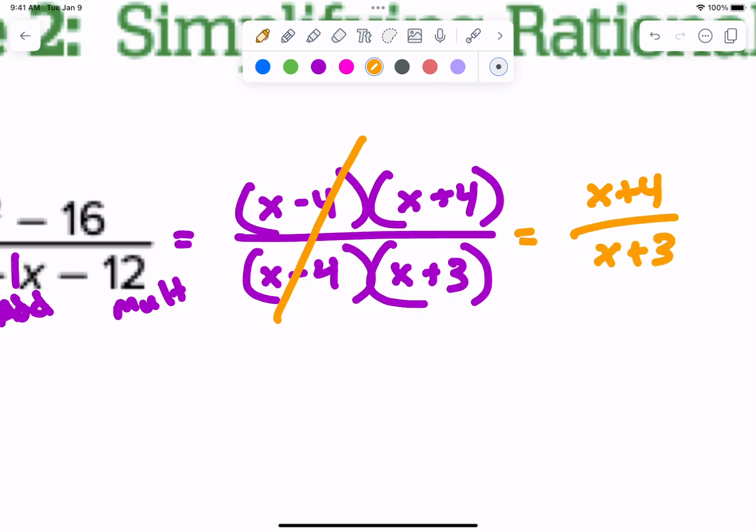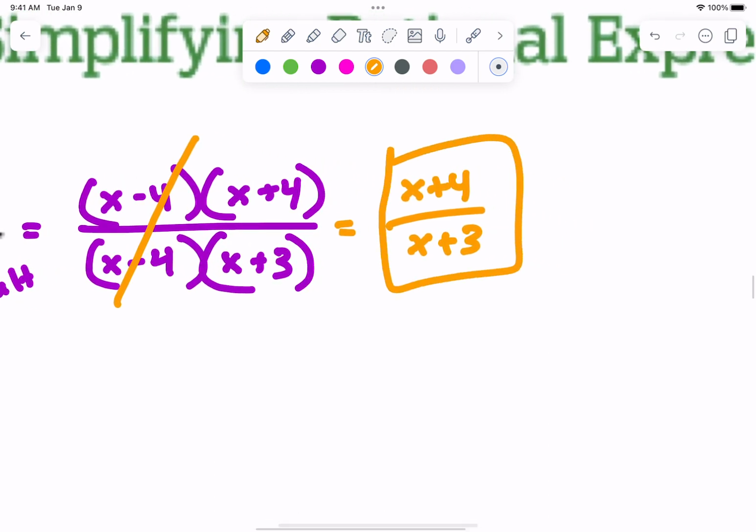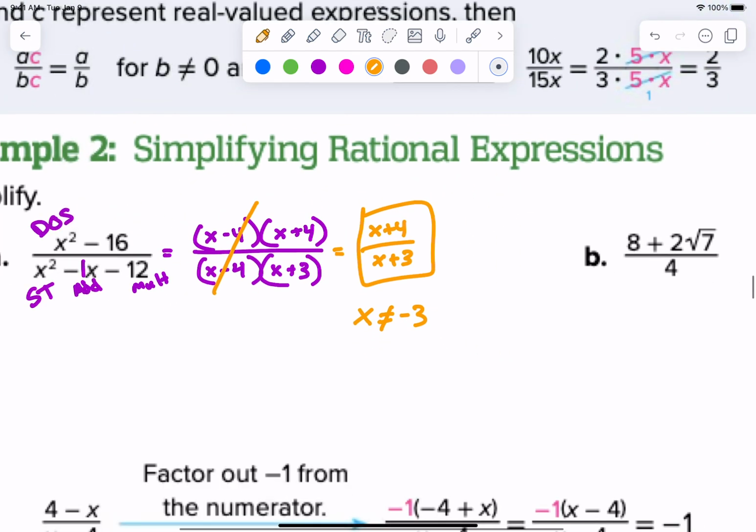None of the other stuff is revealed. This is so far the only thing that's been an R from chapter R. Okay. So there's this guy. Now, what can x not be? Negative 3. I don't know if they asked for that. Here they just wanted you to simplify, so they don't necessarily have to do that, but there's that.